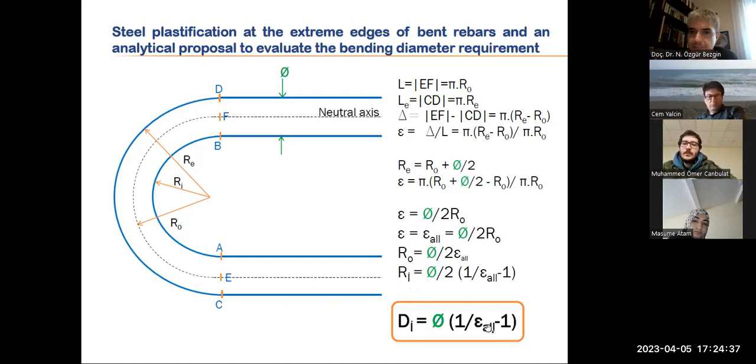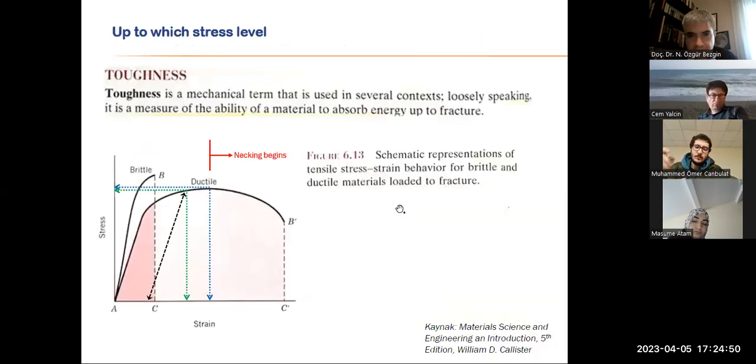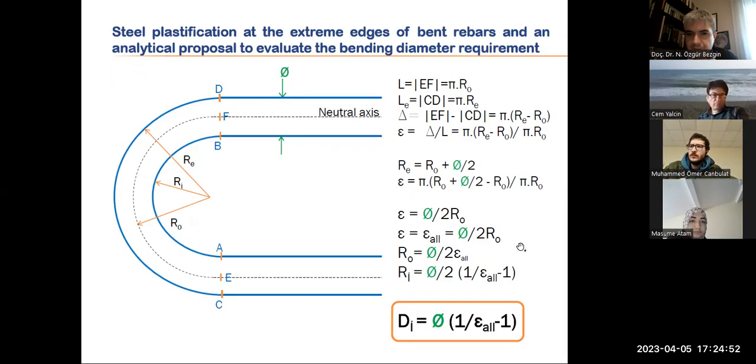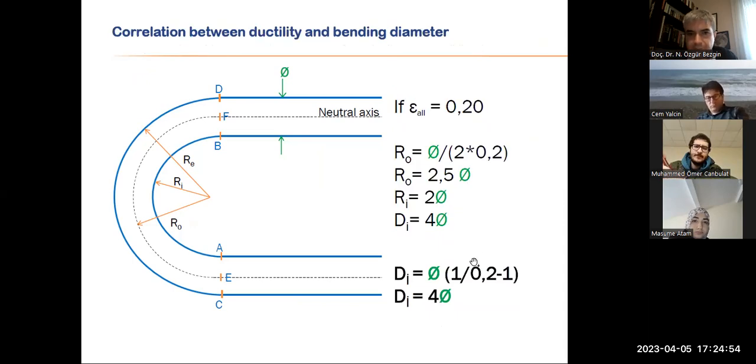So here I got a mathematical sentence that correlates the internal diameter in relation to the bar that I'm trying to bend in relation to the allowable level of strain that I'm willing to impose, which is going to be somewhere here. So now let's work on this. Let's play with this. I have a very ductile steel, and the allowable is 20% plastic strain. This is what I can use.